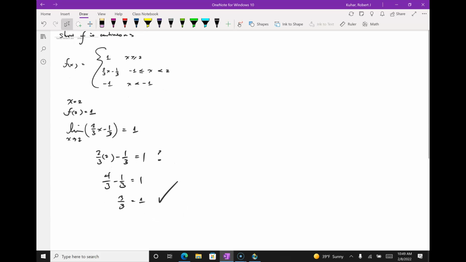Yeah, it's a 3-step process. Find the function at the point. That's the function I'm going to use there. Find the limit, make sure they match.